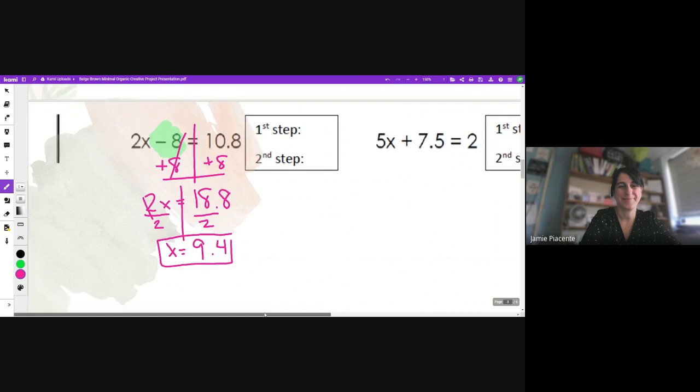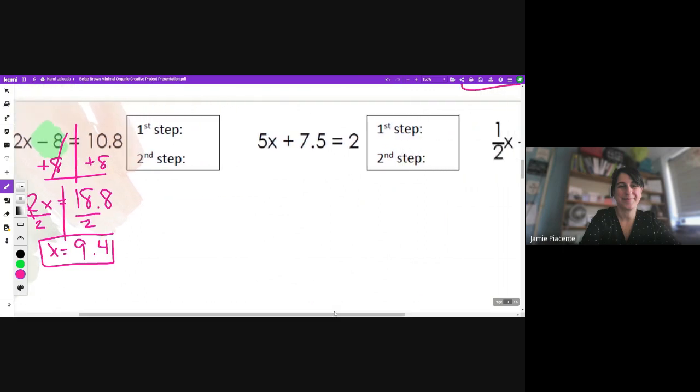Okay, let's look at the next one. Draw my line. I need to find what is by itself first. I see, okay, here's my 5x plus 7.5. 7.5 does not have the variable attached to it, so this is what we got to get rid of, plus 7.5. How do we get rid of plus 7.5? Minus 7.5. So I'm left with 5x equals 2 minus 7.5 gives me a negative 5.5.